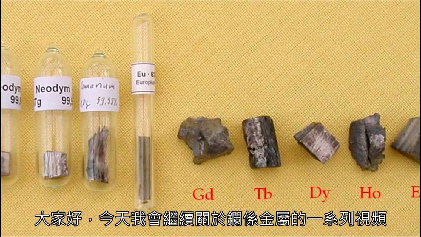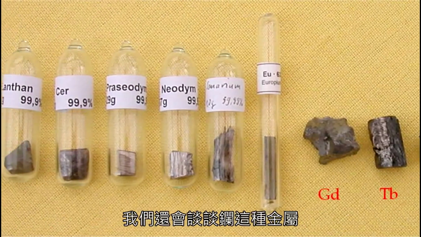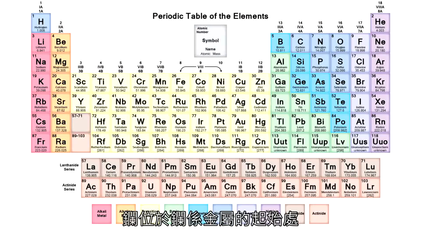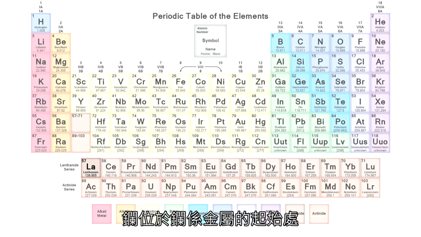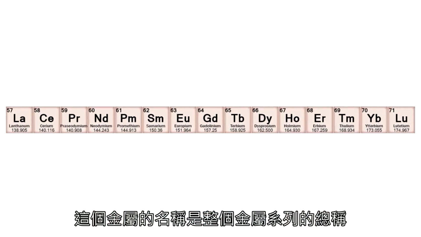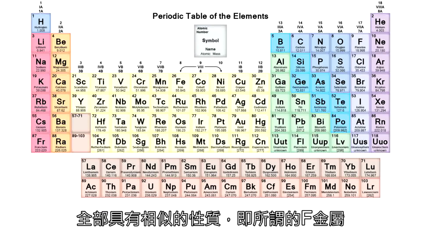Hello everyone! Today I will continue the series of videos about the lanthanide metals, and we'll also talk about such metal as lanthanum. Lanthanum is located at the beginning of the lanthanide series of metals, and from this metal the name was derived for the whole series of metals with similar properties, the so-called F metals.